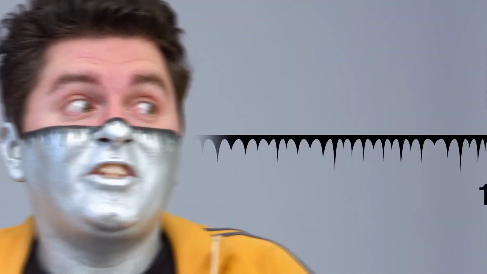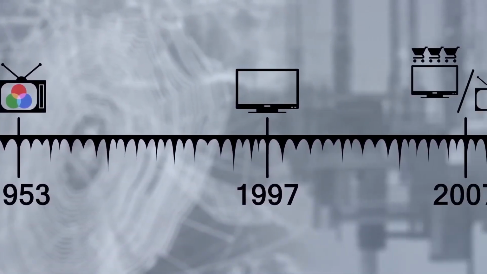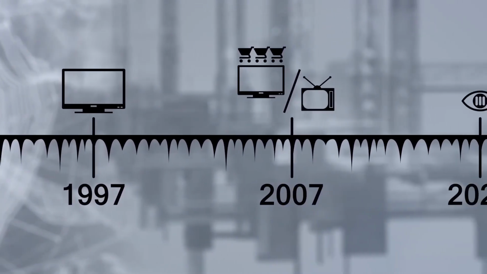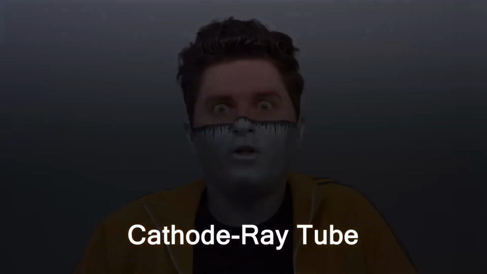Broadcasting started in the 1930s, but the first flat-screen displays that could show moving images in a normal, contiguous way didn't appear until almost the 21st century. Before then, humans had to make do with the cathode ray tube.